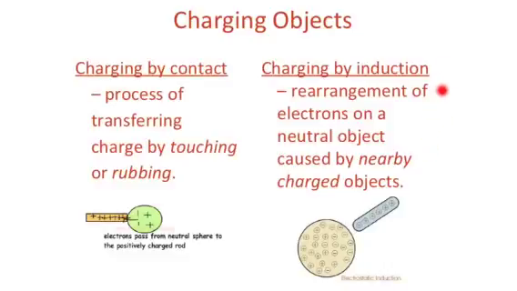Now this other one over here is charging by induction. This is the rearrangement of electrons on a neutral object caused by nearby charged objects. So here we've got the sphere and we've got this positively charged rod near it. And notice what happens is that the charges that are inside the sphere rearrange. It becomes more negative where the positive influence is, and then the positive charges repel from that positive rod.